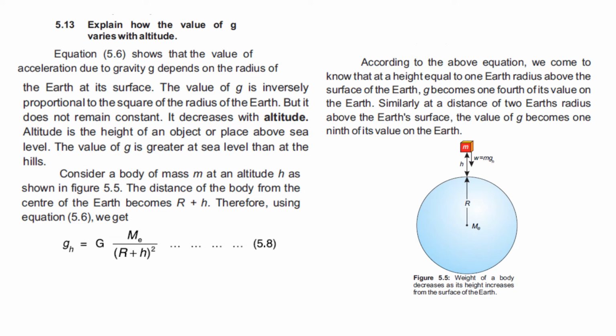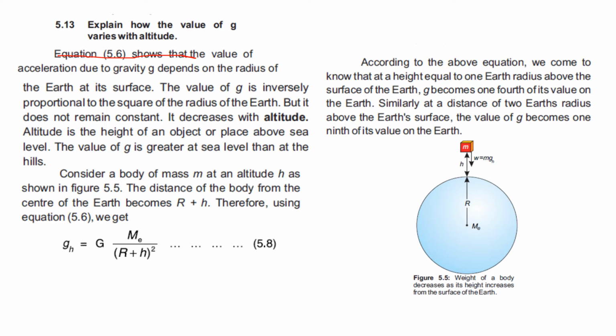5.13 is: explain how the value of g varies with altitude, and the answer is you have to write the value of acceleration due to gravity depends on the radius of the earth at its surface. The value of g is inversely proportional to the square of the radius of earth, but it does not remain constant, it decreases with altitude. Altitude is the height of an object or place above sea level. The value of g is greater at sea level than at hills.